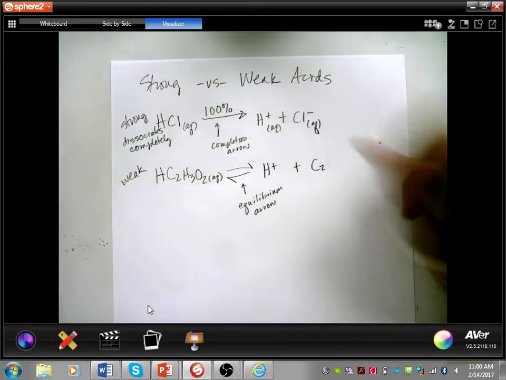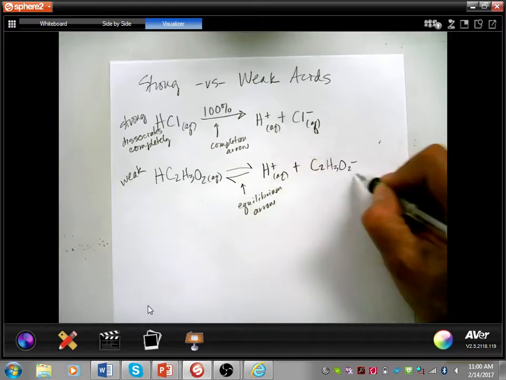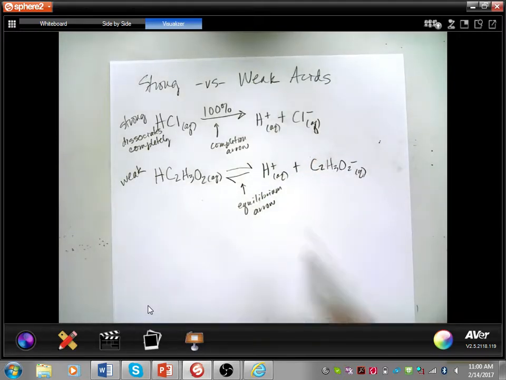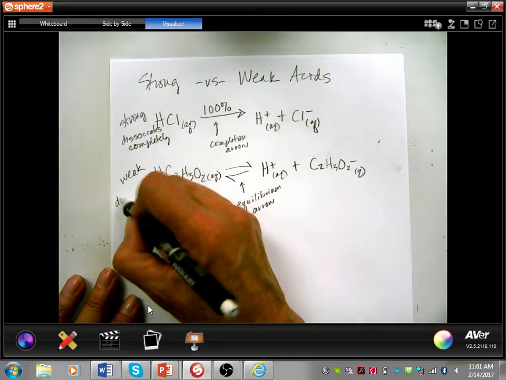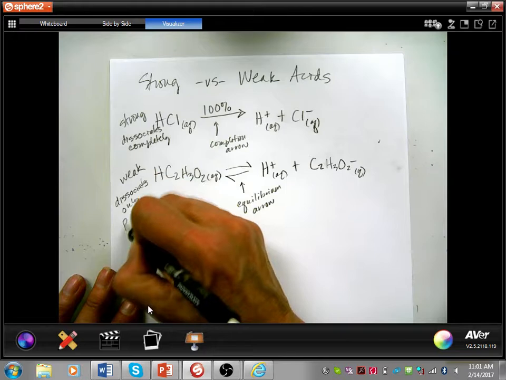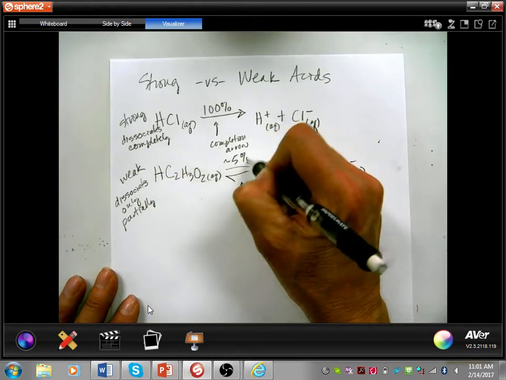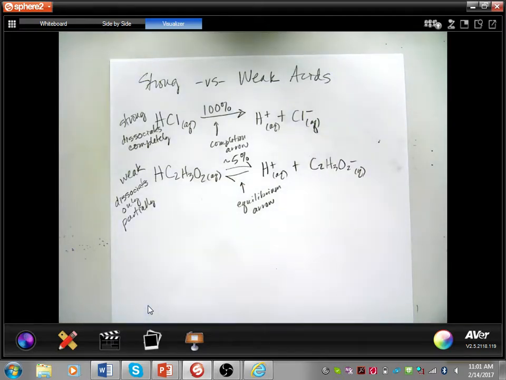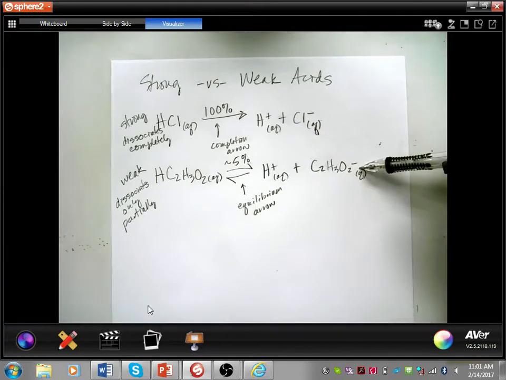An equilibrium arrow means, yep, some of that stuff is going to break up into hydrogen ions and acetate polyatomic ions, both in aqueous solution. But it's just as likely for these ions to go back and become part of the original acetic acid. This dissociates only partially. And maybe, in weak acids, maybe 5% actually break up. So 100% break up in a strong acid, only a tiny smidgen of weak acid actually breaks up.